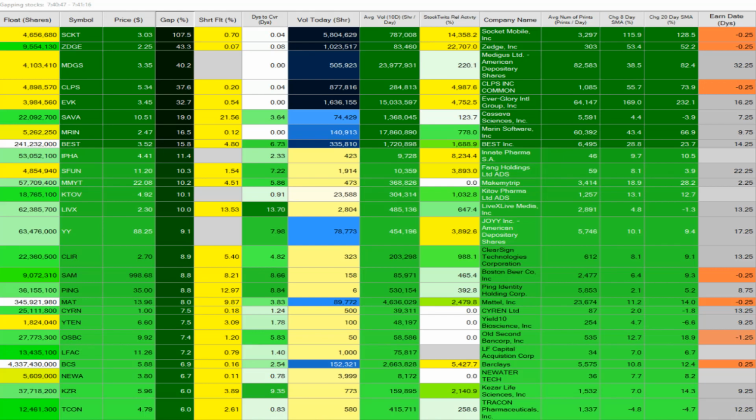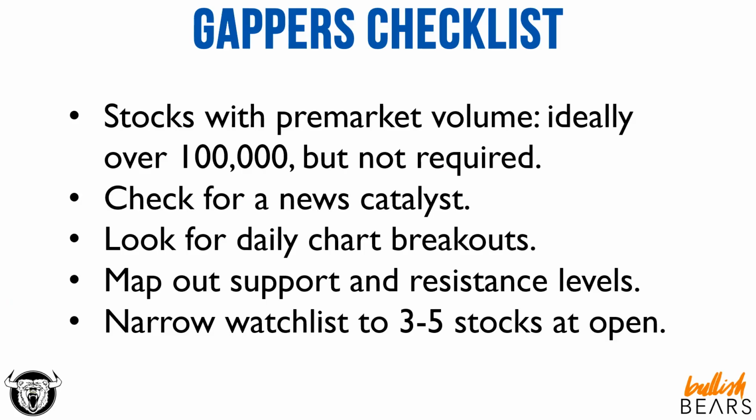But this scanner is really awesome. Again, there are other great scanners as well, but Trade Ideas is really in depth, and you can set up so many different columns. Lots of stuff to look for, but again, pay attention to pre-market volume with gappers. It's very important. Here are a few of the things to look for when you're looking to trade the gap and go strategy.